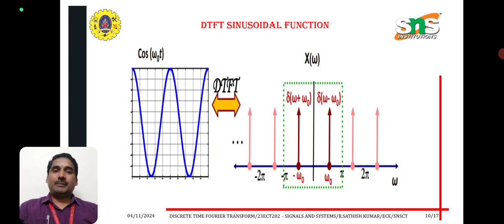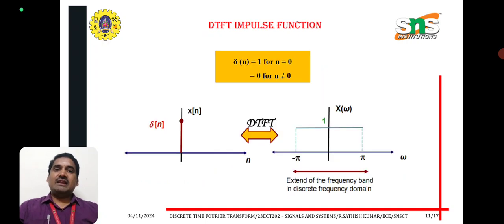Delta function can be represented as 1 for n is equal to 0, 0 for n not equal to 0. This is the DTFT of the impulse function. Delta of n is equal to 1 for n is equal to 0, 0 for n not equal to 0. While we take the discrete time Fourier transform of the impulse function, we can get the frequency response like this, minus pi to plus pi, the extent of the frequency band of discrete time frequency domain.